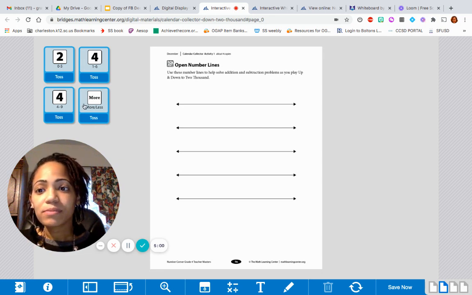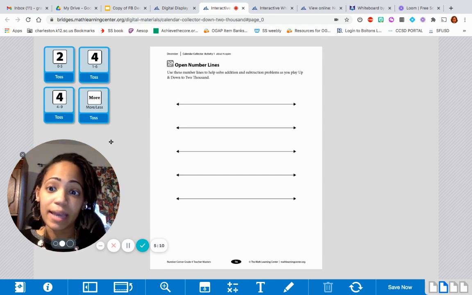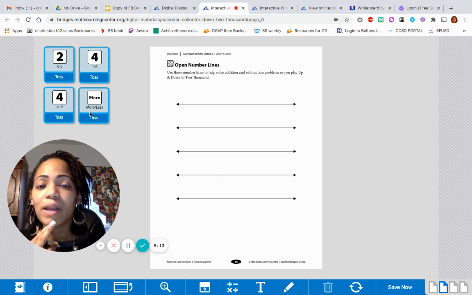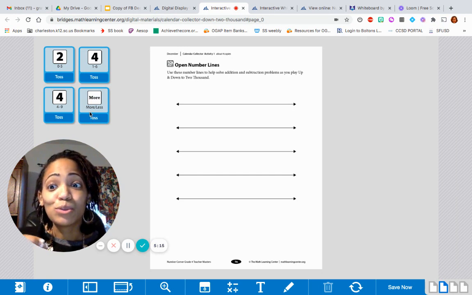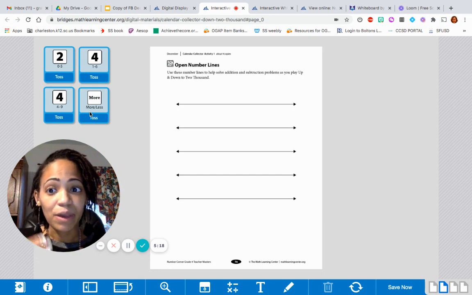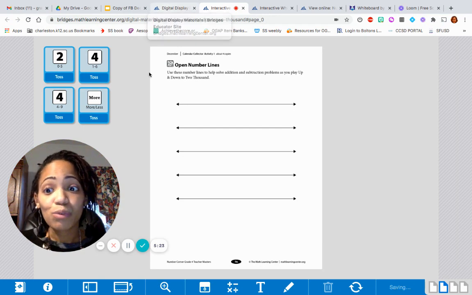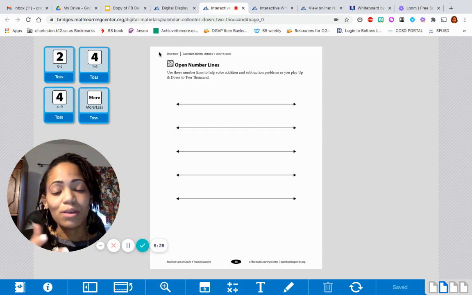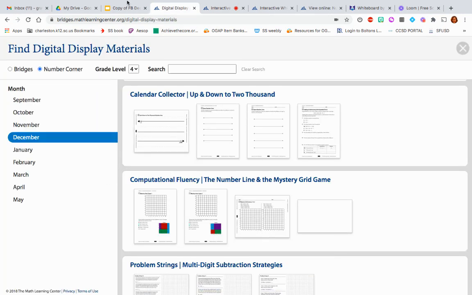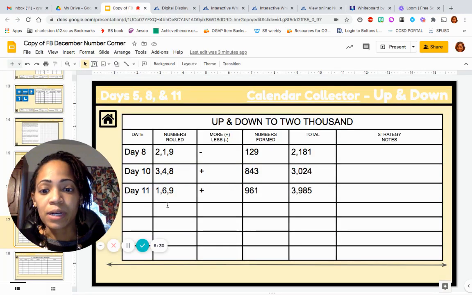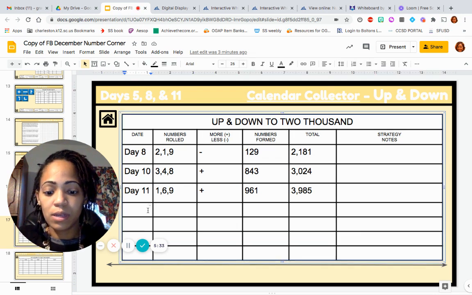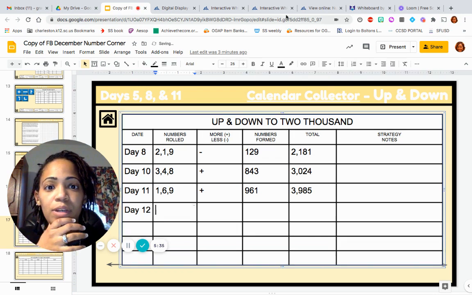So it looks like we got 2, 4, 4. So I'm going to give us a challenge today. We are going to make our number just like we normally would, and we are going to add it because we did get more. But then I would also like us to challenge ourselves to subtract the same number that we are going to make today from our total that we got yesterday. So we will have a new total for today based on what we've rolled, but I also want to practice subtraction. So here is our day 12, and we roll the numbers.